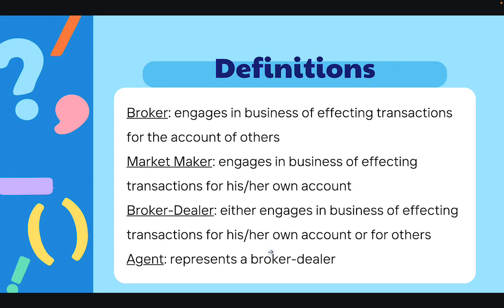We know this, but here we go again. Broker engages in business of effecting transactions for the account of others. Market maker, also known as the dealer, engages in business of effecting transactions for his or her own account. Broker-dealer either engages in the business of effecting transactions for his or her own account or for others. Agent represents a broker-dealer.